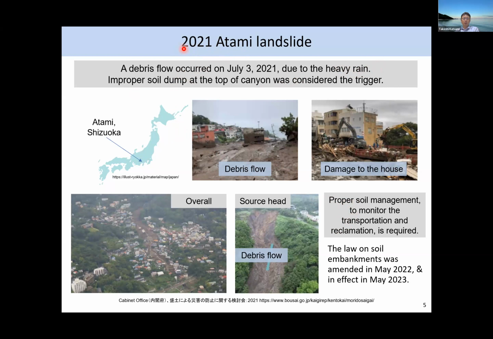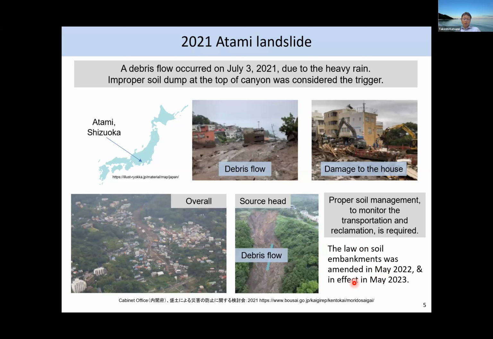If you type 2021 Atami landslide in YouTube, you can find a serious debris flow which killed more than 20 people, and the top of the debris flow was the improper soil dump, which was considered to be surplus soils transported from other places. So our government decided to act, and our law on soil embankments was amended in less than 1 year, and it came into effect in May this year. So this is the situation of the soil management.